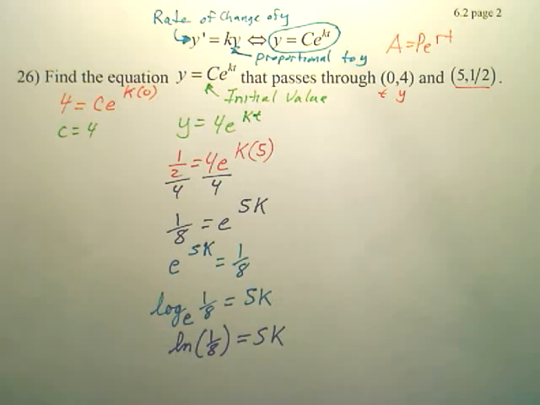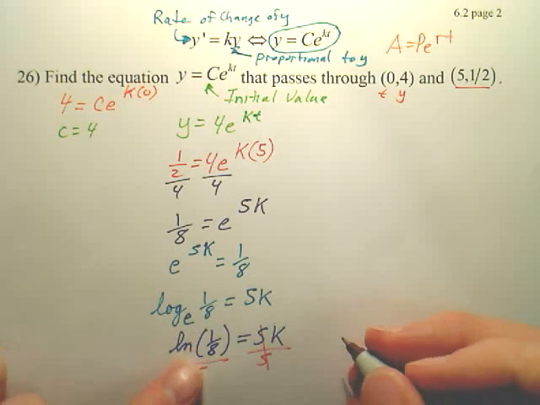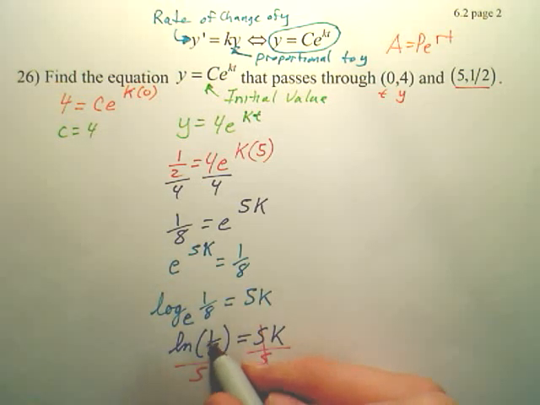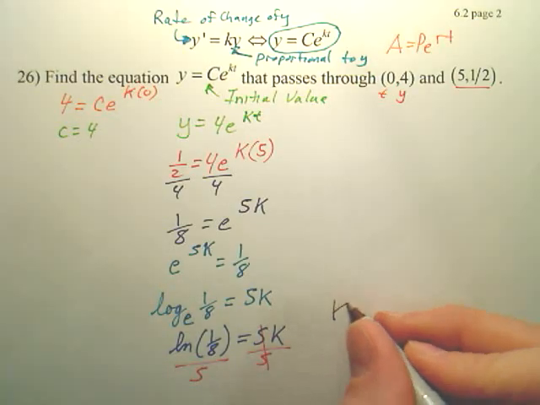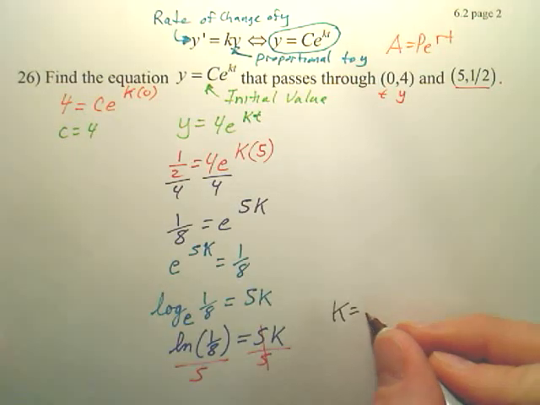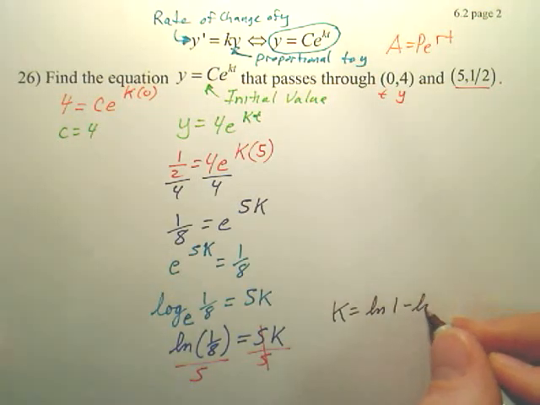And we can divide by what? Divide by 5. And that could be k. But there's actually a little bit more simplification you could do. I think the book leaves it like this. But watch this. I'm going to do a little bit more simplification. What is division in terms of natural logs? Minus. So I'm going to write this as k equals ln 1 minus ln 8, all divided by 5.